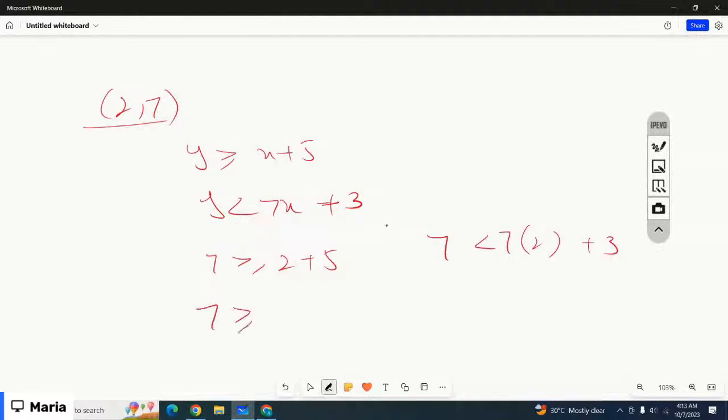Okay, 7 is greater than or equal to 7. Yes, it is not greater, but they are equal, right? And here you have 7 is less than 7 times 2, which is 14, plus 3. That would be 17. 7 is less than 17. Yes, so you can see both the equations are true. That means (2, 7) is the solution of the system of inequalities. Got it?